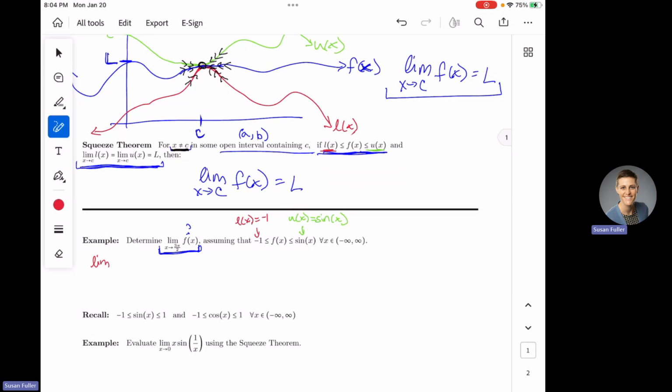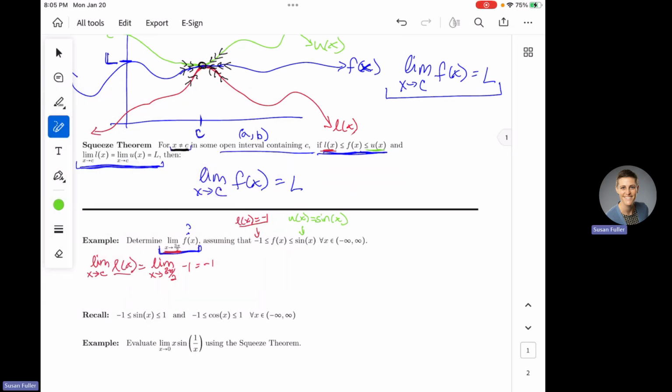So I'm going to take the limit as x approaches c of my lower function. My c value, the x value that x is approaching here, is 3 pi over 2. So I'm going to take the limit as x approaches 3 pi over 2 of my lower function, L of x, which is -1. What's the limit as x approaches 3 pi over 2 of the function -1? Yep, there's no x to plug in. -1 is always -1, so that's going to be my limit. The limit as x approaches 3 pi over 2 of my lower function is -1.